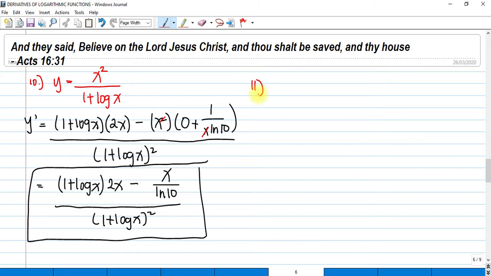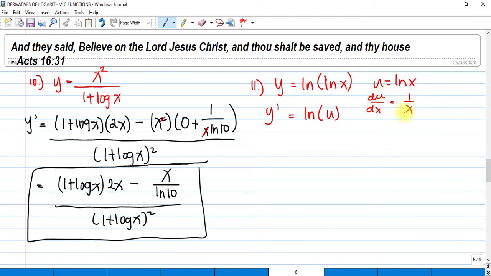So for number 11, we shall try y is equal to ln of the ln of x. Ln, natural logarithm of the natural logarithm of x. So first, chain rule, we have to let u be the ln of x. So u is equal to ln of x. Going to use chain rule, du over dx, that is 1 over x. Okay?